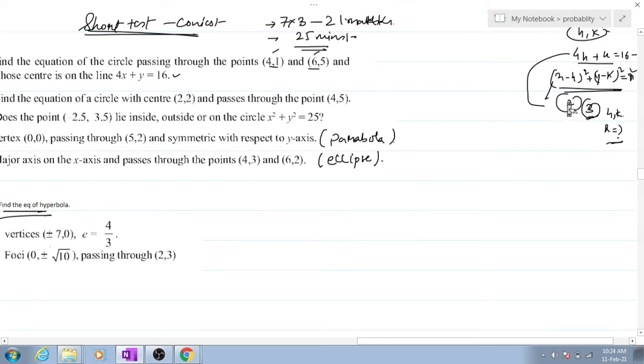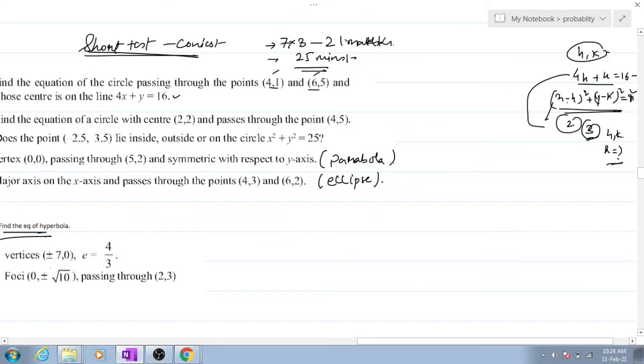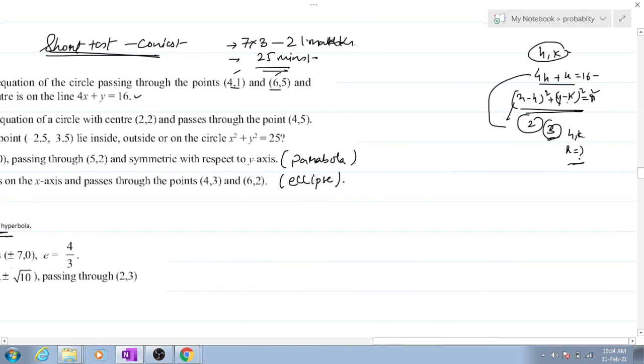How many have got h and k's values? What is the value for h and k? R is equal to root 10. K is 4. H is how much? 3. Okay, this will be your answers.